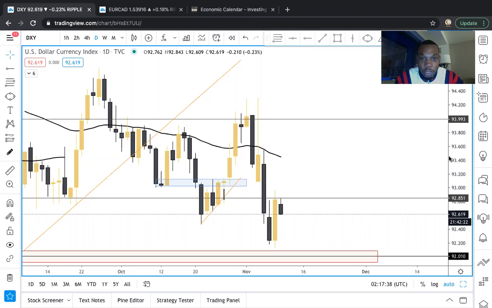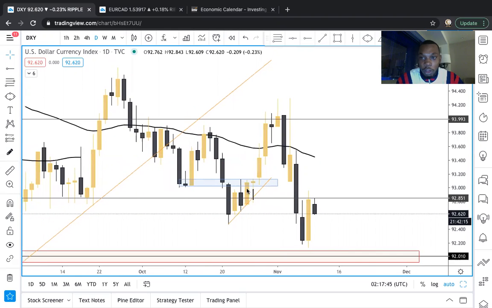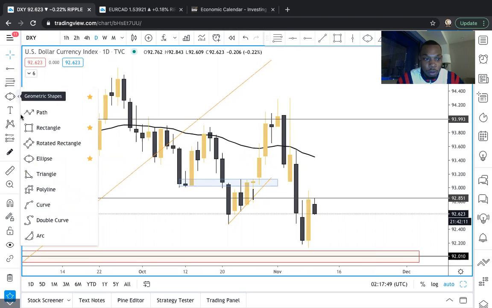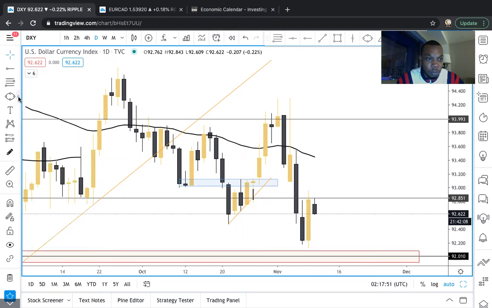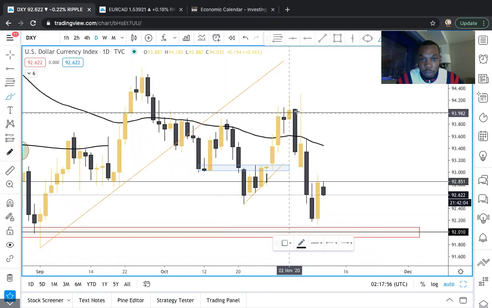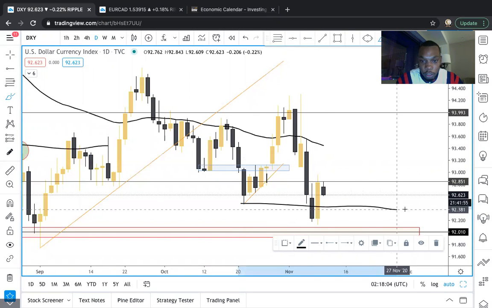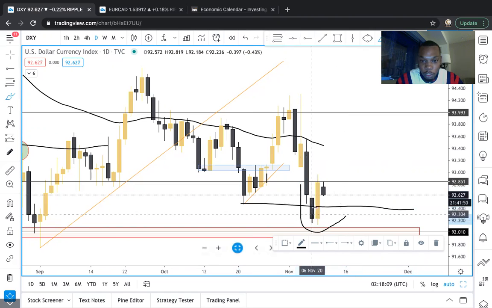Okay, so now we're looking at the dollar index. Most recently, with the overall elections, the dollar index has got weak overall. So we had price come up towards 94 resistance. It broke the highs, rejected from there, and then price broke below this recent support right here. After price broke below that support, we have a bullish engulfing candle.